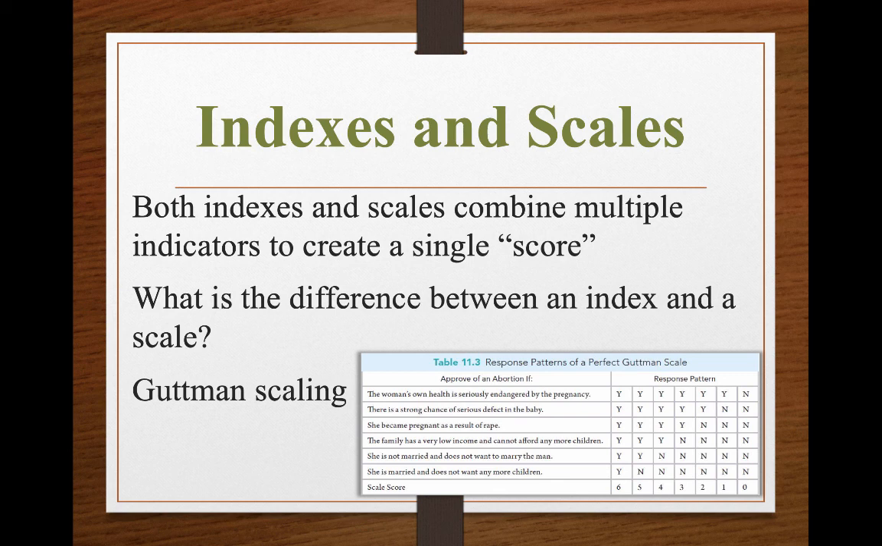So you see here they have, a woman's own health is seriously endangered by pregnancy. So you kind of just total up the yes and no's, and that gives you a score at the bottom. And since in that context of a scale, you're thinking of it ranging, you see the range from 6 to 0 here in people's scores, that's going to represent a different context or opinion on pregnancy, basically, because all of these are related to pregnancy or having children.